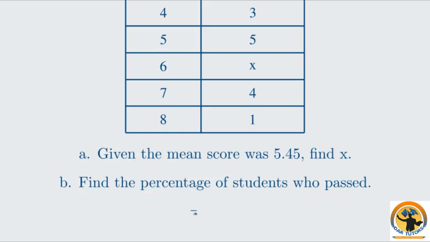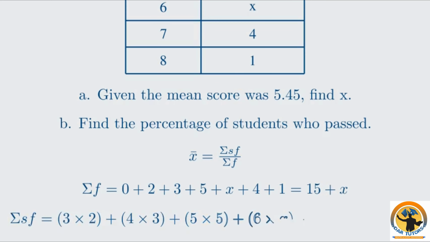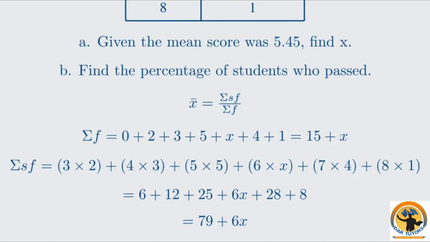We'll use the formula for the mean of a frequency distribution, sigma sf over sigma f. We need to express sigma f and sigma sf in terms of x. Let's add the values we know. The total frequency, sigma f, is the sum of the known frequencies, 15, plus the unknown frequency x. The total product, sigma sf, is the sum of the products of known scores and their frequencies, plus 6 times x. Now we can plug these into the mean formula, which we know equals 5.45.